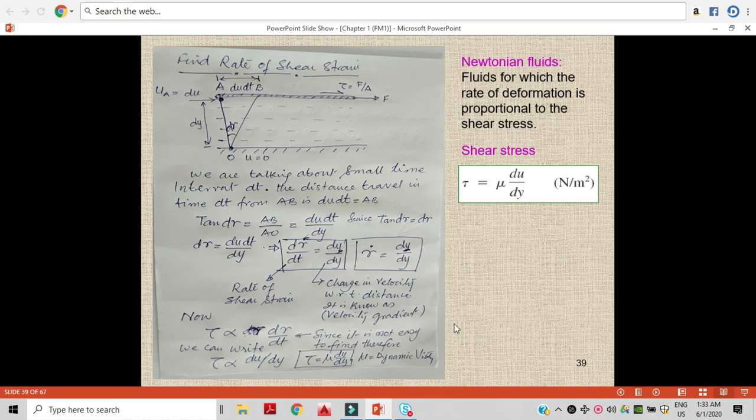So here the Newtonian fluids are those fluids which follow Newton's law of viscosity. Shear stress is equal to tau equals mu du by dy. The unit of shear stress is Newton per meter square.